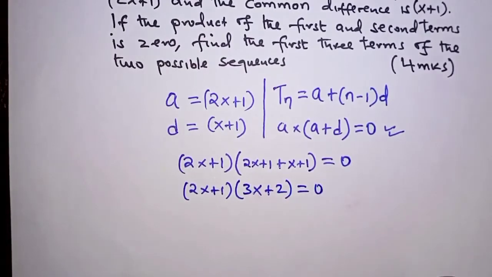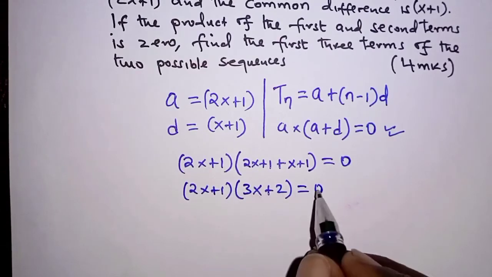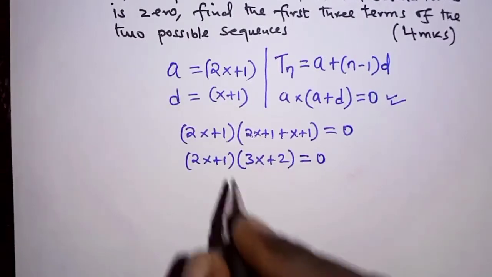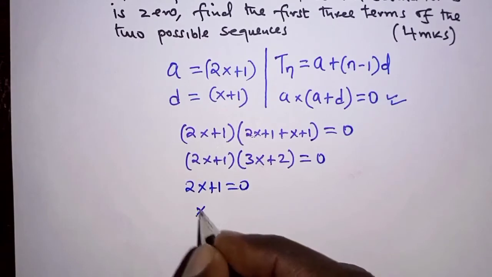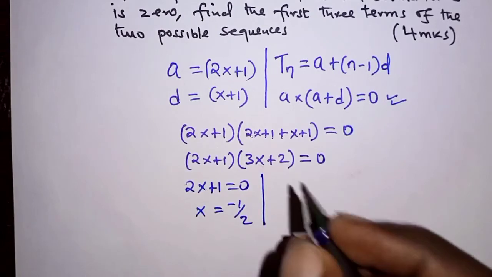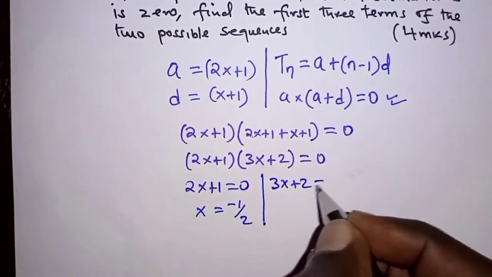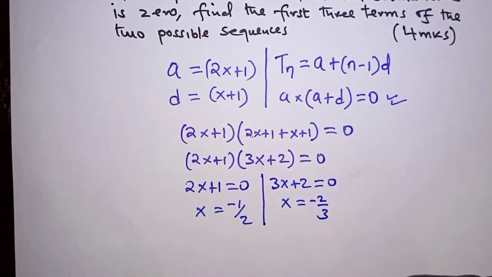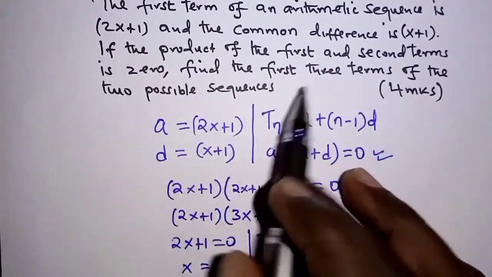This is 0. So at this point, it simply implies that 2x plus 1 is equal to 0, or 3x plus 2 is equal to 0. So if 2x plus 1 is 0, then the value of x should be negative a half. So that is the first value of x. And the second value of x, if the second bracket 3x plus 2 is equal to 0, then x is negative 2 over 3.